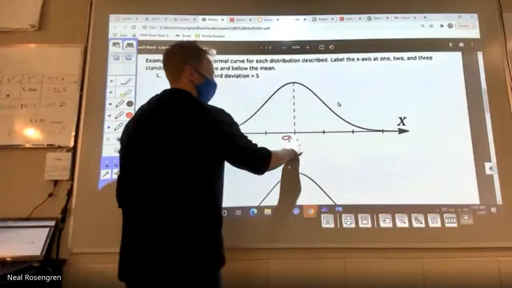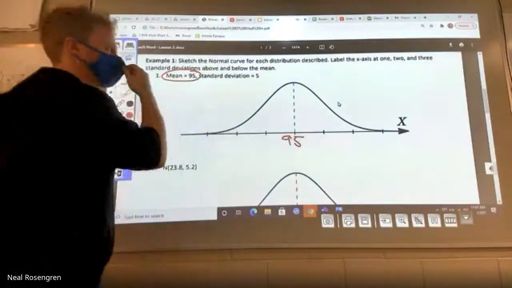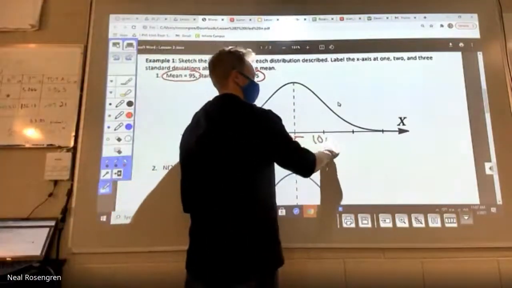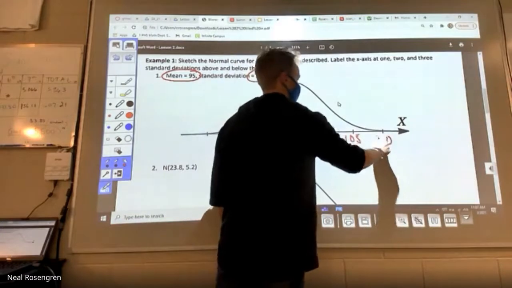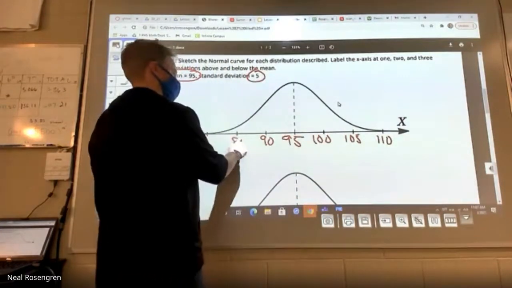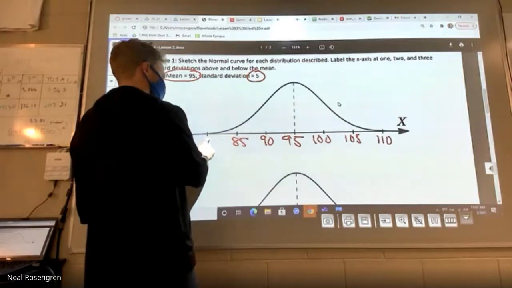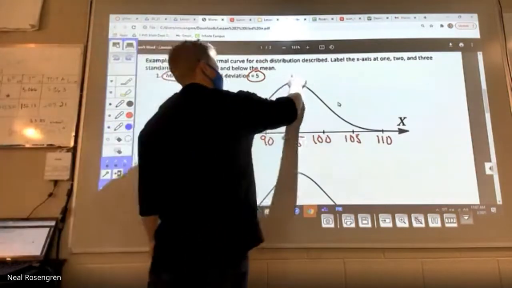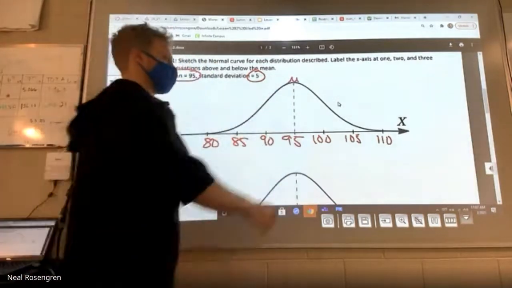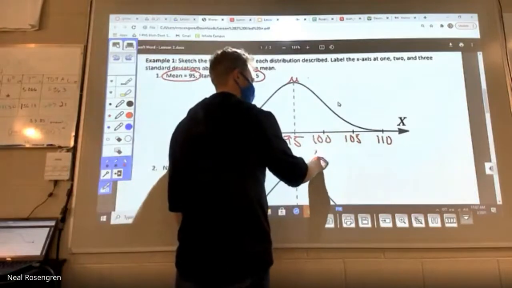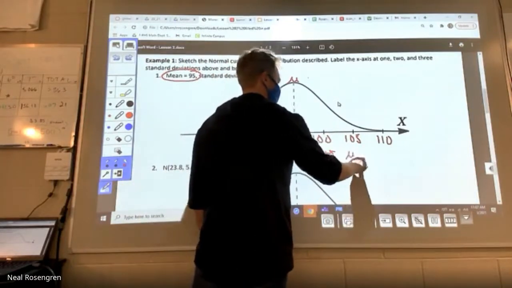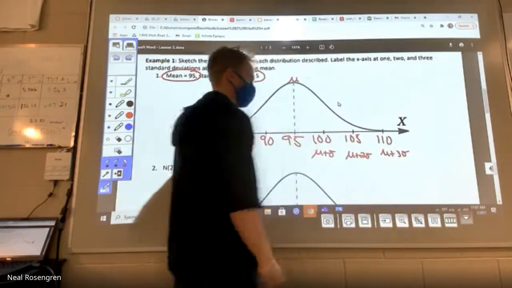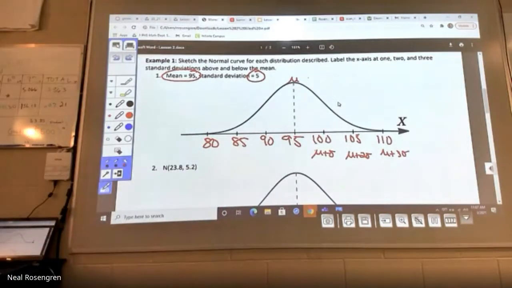95 is the middle, right? Mean is 95. And this tells me how much up and down I got to go every tick mark. So 95 plus 5 plus 5 plus 5. 95 minus 5. 95, 90, 85, 80. Right, so your average always goes right there. And you start adding it. Like this one is mu plus sigma. This is mu plus 2 sigma. This is mu plus 3 sigma. Just keep adding. Turn to the back. Knock it out.